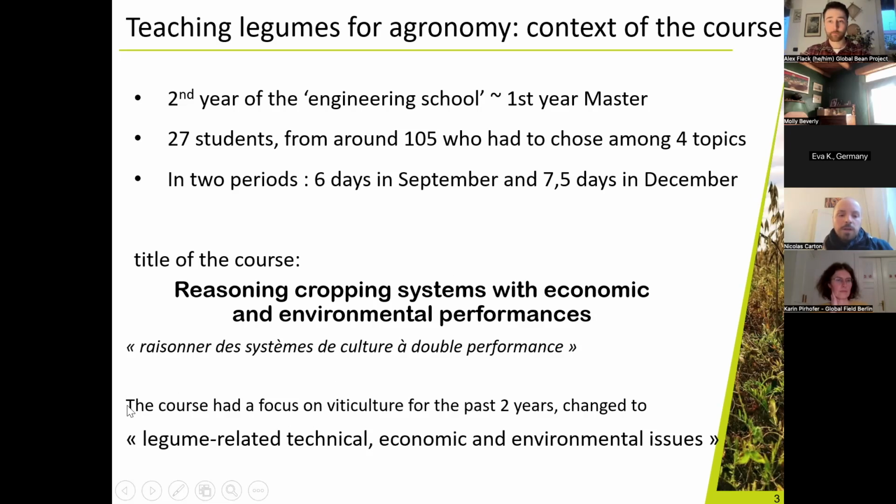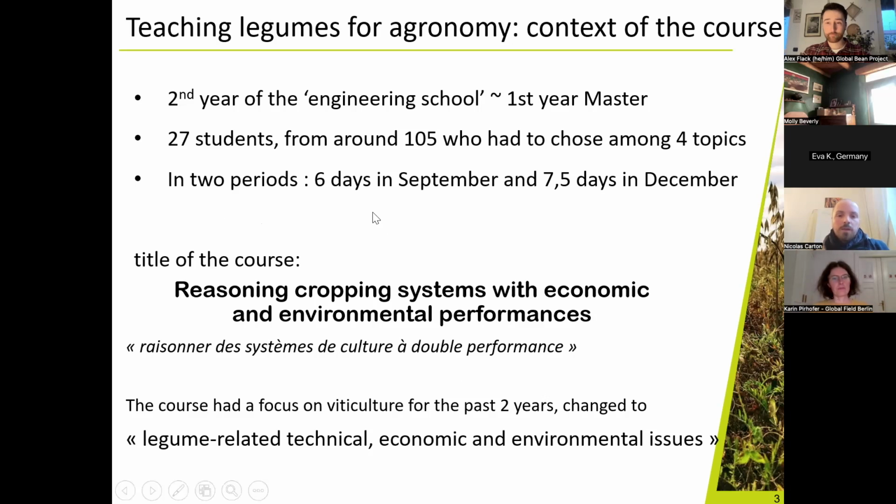When I started working there, my colleagues thought I could take over this course, which had focused on viticulture, so wine growing, for the past 2 years. Given where I worked before, they thought I could do it on legumes. It's not in the curriculum that the students have to learn about legumes specifically. It's just because of the opportunity of this course, which also makes us reflect on the fact that lots of agronomists don't hear that much about legumes in their studies. Of course, they hear about it here and there, but not with a specific course like the one I'm presenting today.